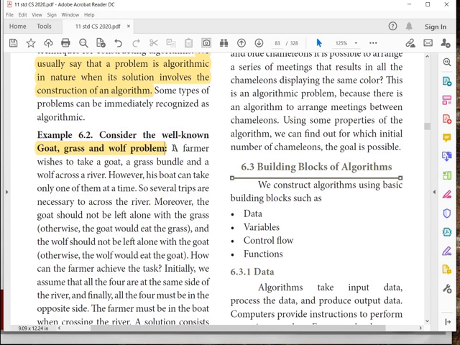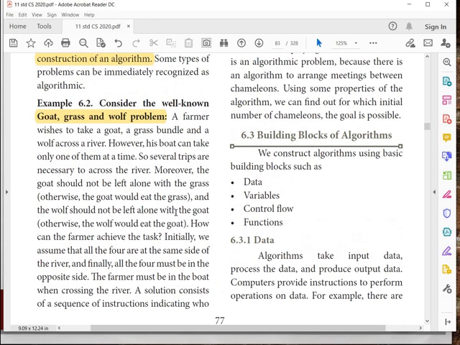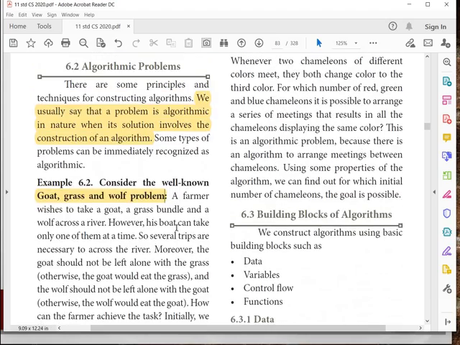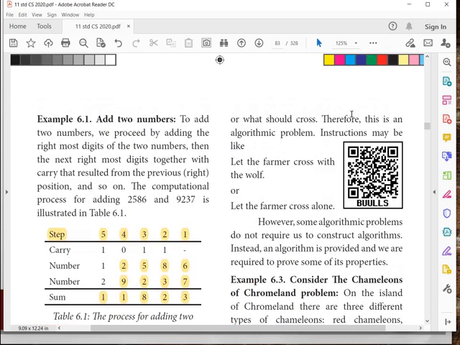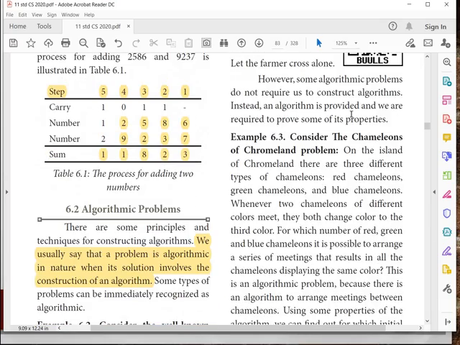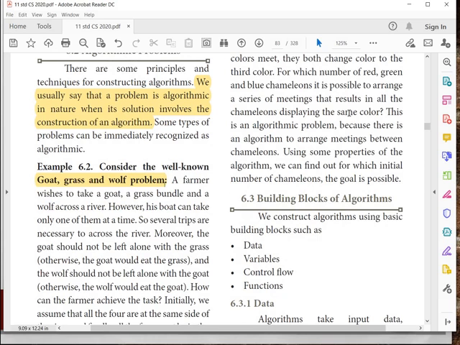So there is a procedure to take everyone to the other side, and there are steps. The steps to take all three involve about 8 to 9 steps. Each time, two will be in the boat. Like that, there are some conditions to take the three things to the opposite side. So that particular algorithm, or those particular steps, is said to be the algorithmic solution.